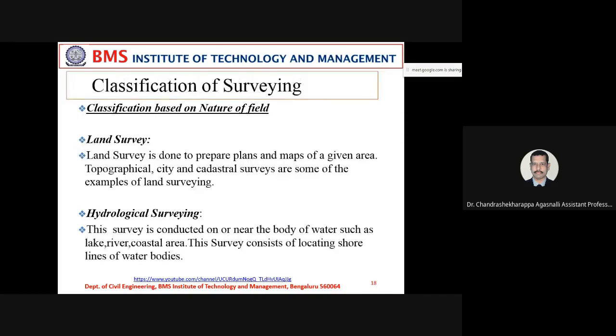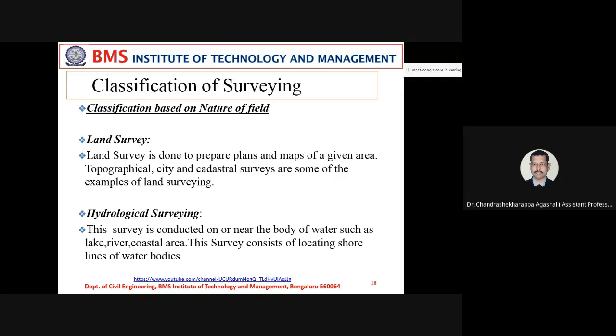Land survey, I told you, is done to prepare plans and maps of the given areas, especially topographical maps, city and cadastral surveys, and some examples of land survey also. Hydrological survey means a survey conducted near bodies of water, such as lakes, rivers, and coastal areas.